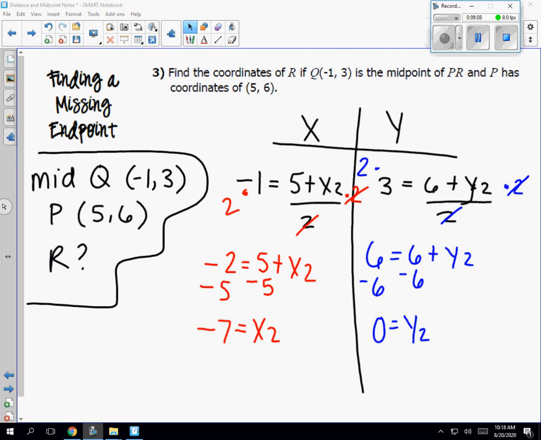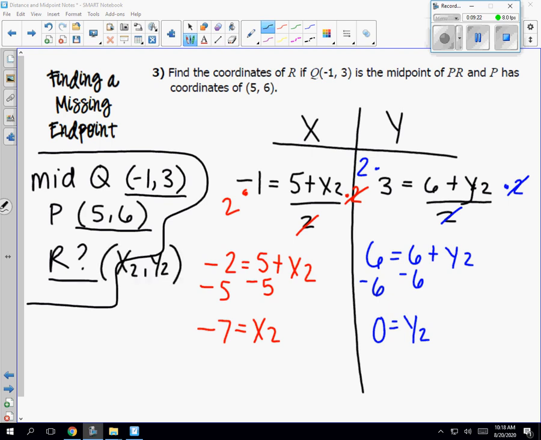All right, here we are with midpoint Q, which is -1, 3, endpoint P, which is 5, 6, and then R we do not know, so we are finding that. So that's our x2, y2. So we go to our x column and we plug in all of our x's. So we have -1, 5, and x2. Make sure your midpoint x is always on the other side of the equation. -1 equals, and then add them together and divide by 2.